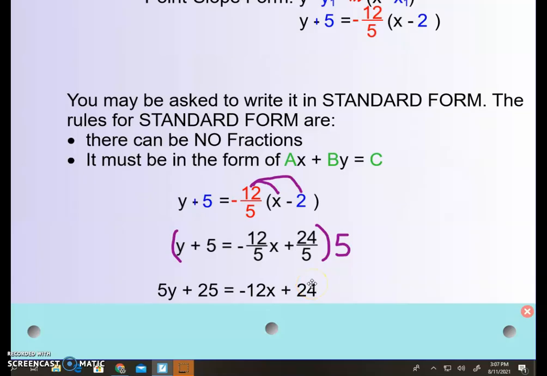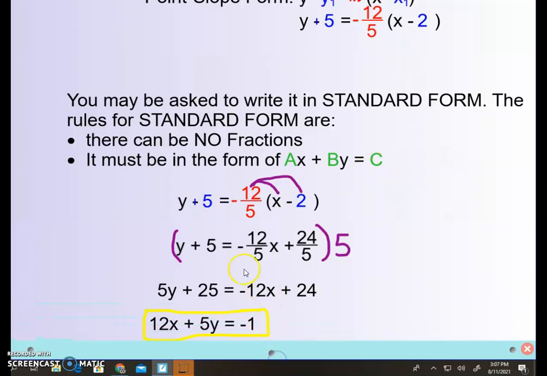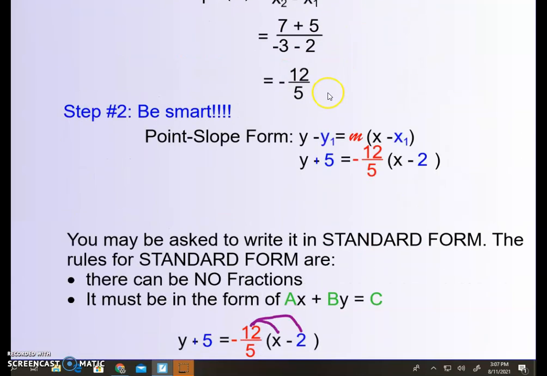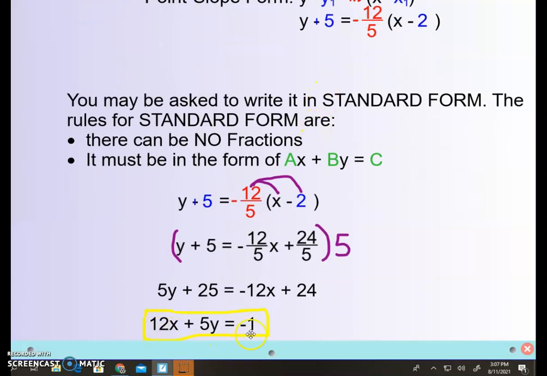The last thing we have to do is line it up in the right order. Remember, x's come first, followed by y's, and then on the right-hand side are the constants. So we have to move some things around here, and we end up moving this -12x over, and that is standard form. It doesn't matter. It does not matter which point you used up here. You're going to end up with the exact same standard form because it's standardized.